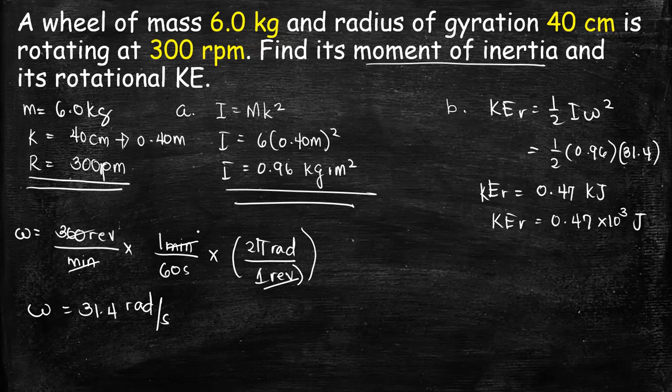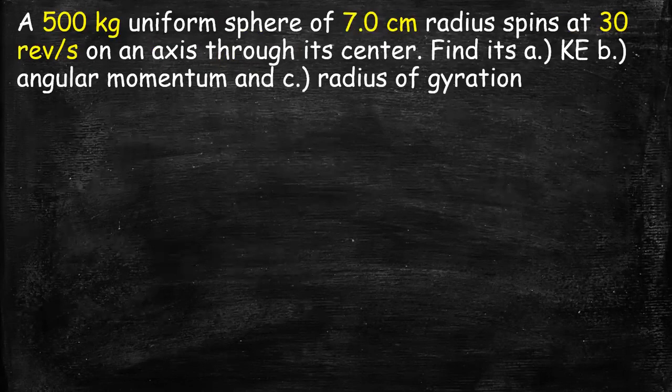Okay, now we move on to our second problem. A 500 kilogram uniform sphere. Okay, so kalagay dito, sphere of a 7.0 centimeter radius spins at 30 rev per second. On an axis through its center, find its A, kinetic energy, B, angular momentum, and C, the radius of gyration. So let us list down all of our givens.